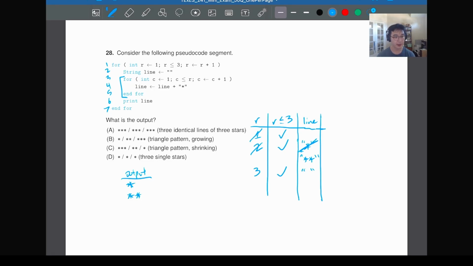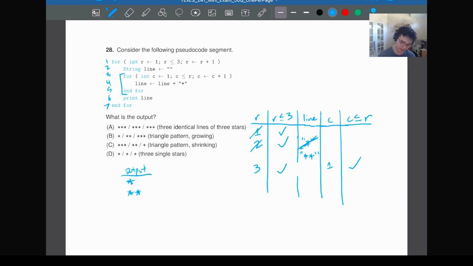From line 2, I go to line 3. C is 1. And I ask, is C less than or equal to R? Is 1 less than or equal to 3? That is true. So line is now line plus a blank, or line plus a star. I go to line 5, which is the end of the for loop. I loop back up to line 3, the increment. C is now 2. I go to the condition check. Is 2 less than or equal to 3?